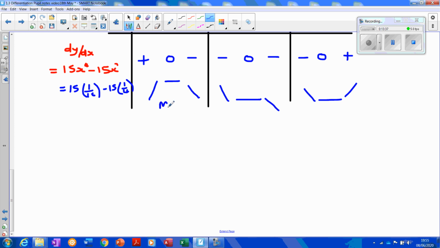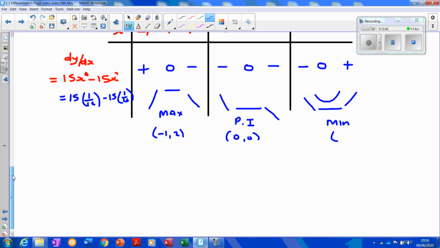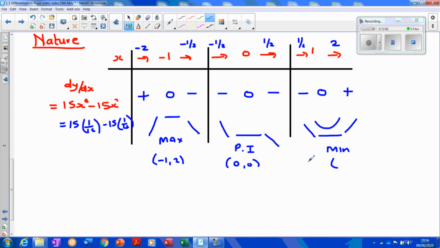Right, so we've got a maximum turning point, and that maximum turning point was at the point minus 1, 2. Then we've got a point of inflection, a PI, and that's at the point 0, 0. And then I've got a minimum turning point. And that minimum turning point was at the point where we had 1, minus 2. Right, we need to sketch all of that and put all of that together.